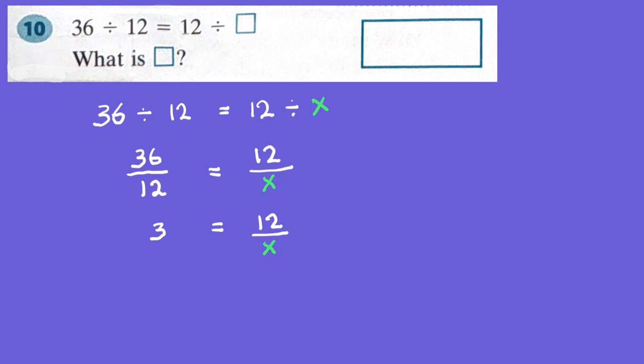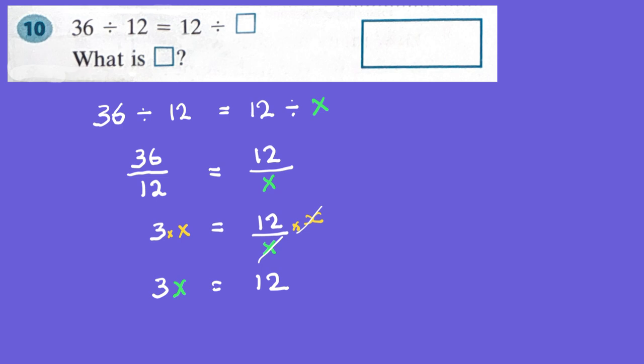So what we're going to do is we need to move that X so it's not below 12, but it's on its own. So we'll move it to the left-hand side by multiplying by X here and multiplying that side by X. I remove the X value from the right-hand side and I moved it to the left-hand side. So now I have 3X is equal to just 12.